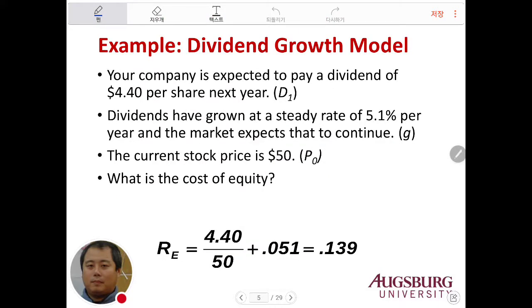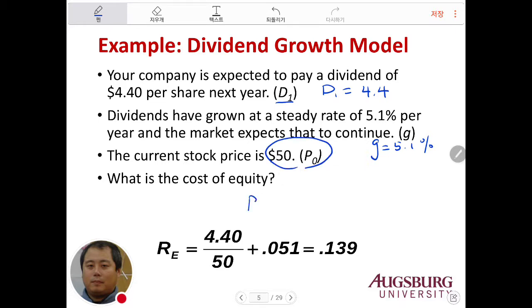Now this is an easy example. Your company is expected to pay a dividend of $4.40 per share next year. So that's D1. D1 equals $4.40. And the dividend has grown at a steady rate of 5.1% per year, and the market expects that to continue. So the growth rate should be 5.1%. Now the current stock price is $50. What is the cost of equity?